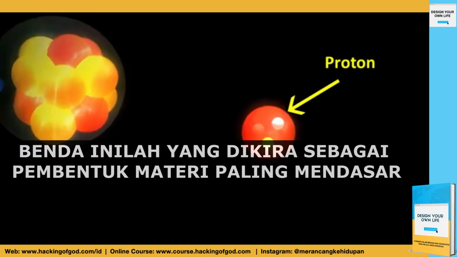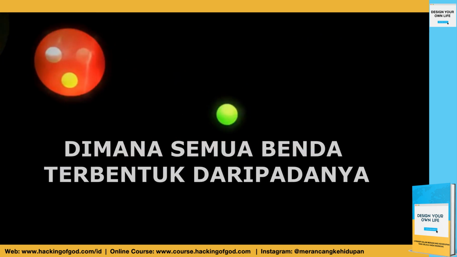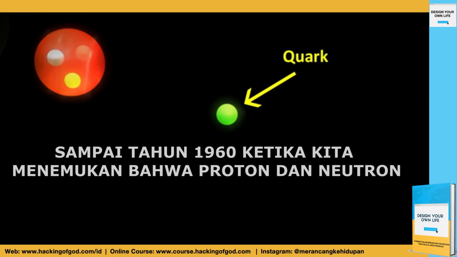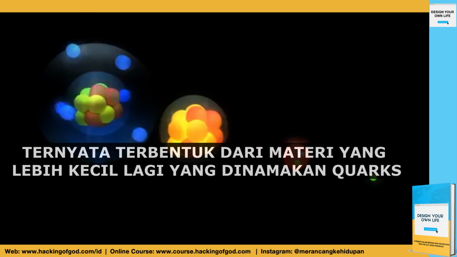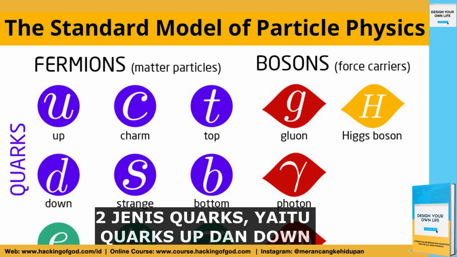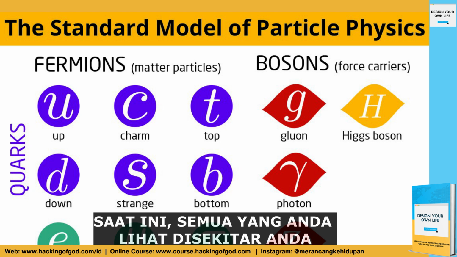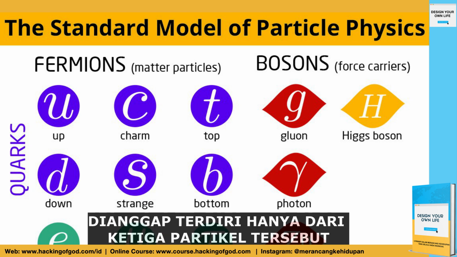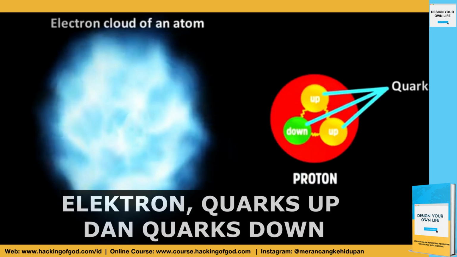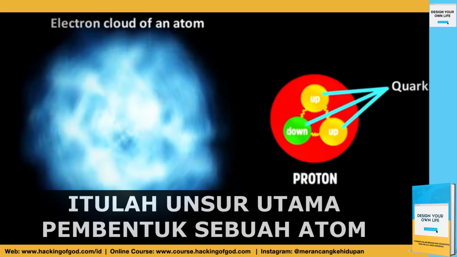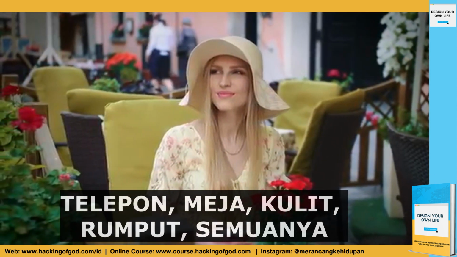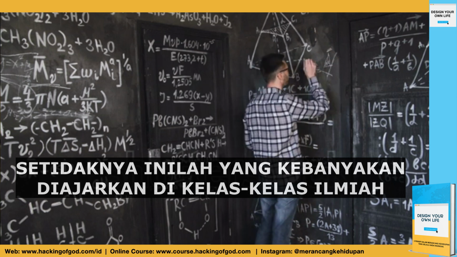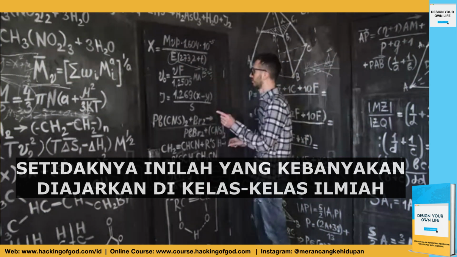Then we found that nuclei were composed of protons and neutrons. These were thought to be the fundamental components that all things are made of until the 1960s, when we found that neutrons and protons were composed of even smaller things called quarks. Two kinds, up quarks and down quarks. Today, everything that you can see around you is thought to be made up of just these three particles: electrons, up quarks, and down quarks. That's what all atoms are made of. Your phone, your desk, your skin, your grass, everything. At least, this is what most people are taught in science class.